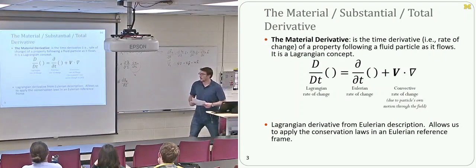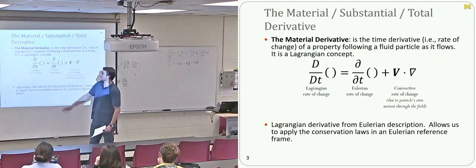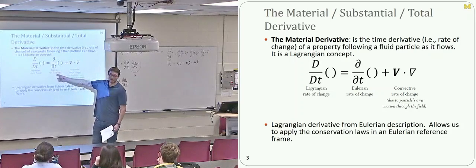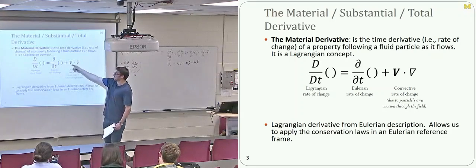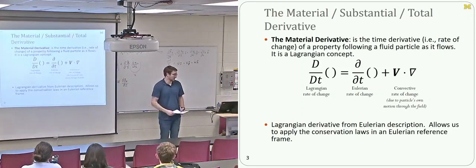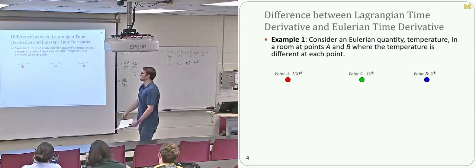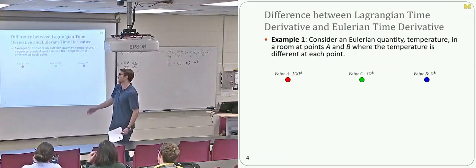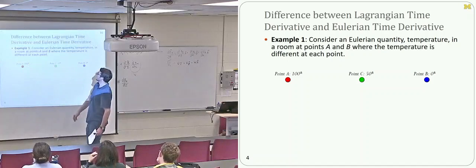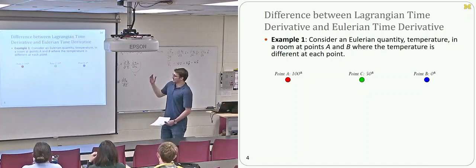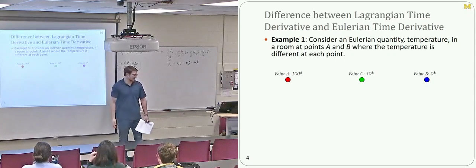So, as I said, the Lagrangian rate of change is equal to the Eulerian rate of change at the point where we're observing, plus the convective rate of change of the particle's motion through the field. As another example, let's consider temperature measured in a room, right? We've got 3 points. Point A is at 100 degrees, point C is at 50 degrees, point B is at 0 degrees.